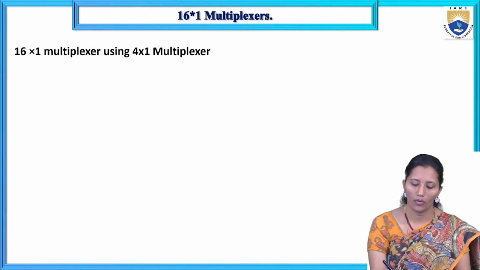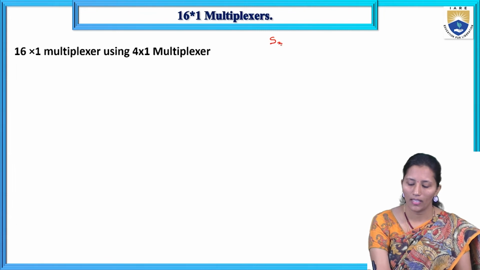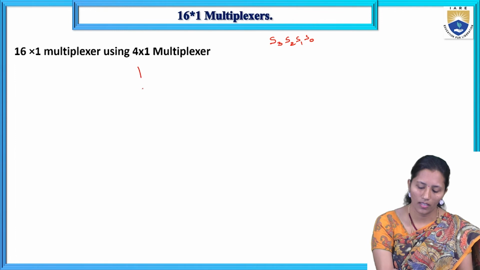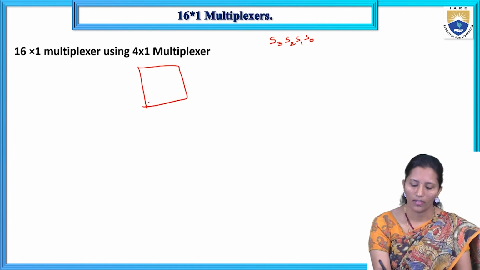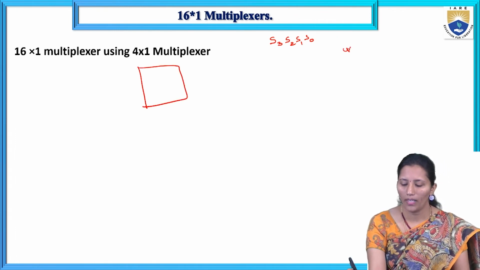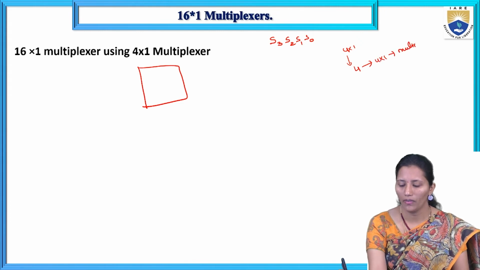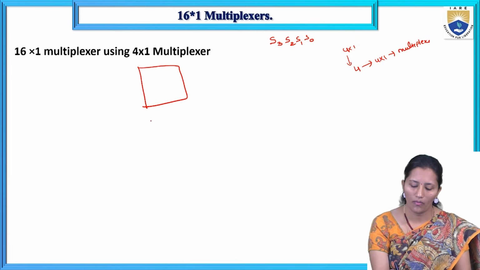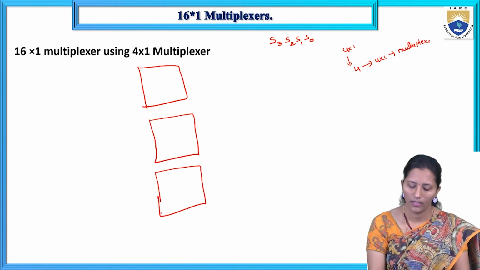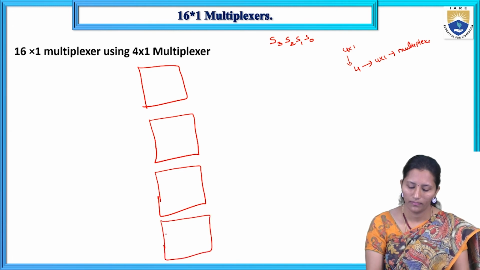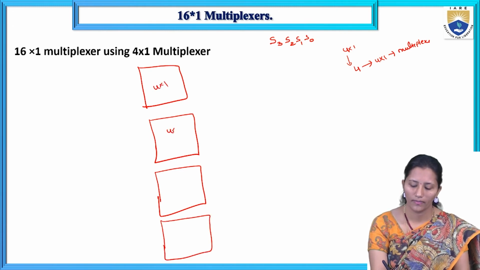Now if you want to draw the 16 by 1 multiplexer using 4 by 1 multiplexers, here we have selection lines S3, S2, S1, S0. A 4 by 1 multiplexer has 4 inputs, but we have a total of 16 inputs. So that's why we have to use several 4 by 1 multiplexers, then we will get the 16 inputs. So draw four 4 by 1 multiplexers.